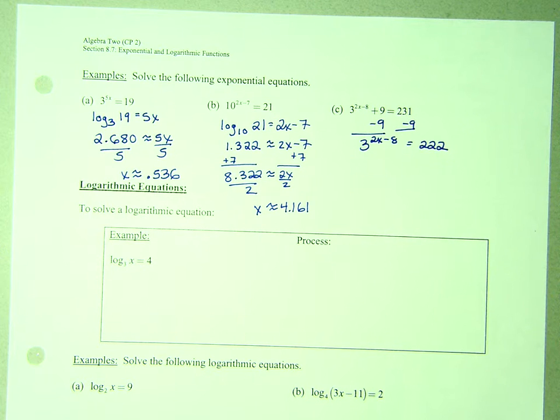Hey, where's that plus 9 thing? Get rid of it. Oh, that's what we're doing. That was the first step that we hadn't used yet, but now we're using it: get the exponential part by itself.